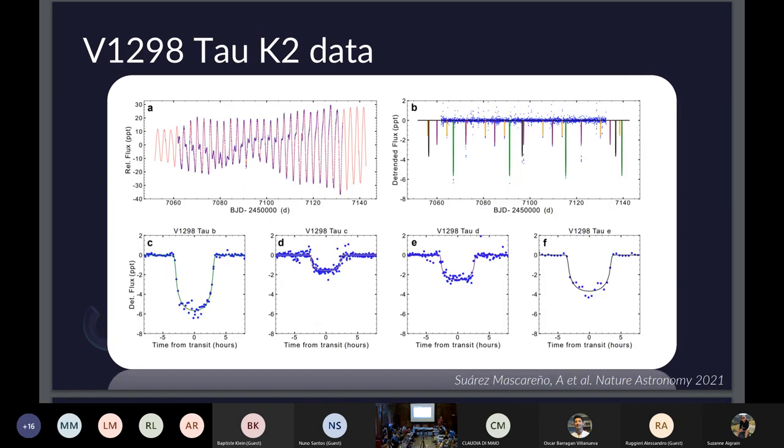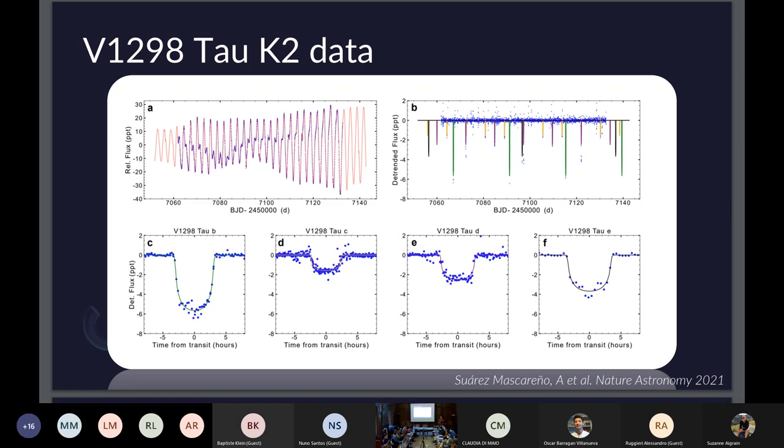But once you do the fit with Gaussian processes and everything, you get something like this, which is much nicer, with the four planets. The letters are not the numbers of the planets. That's from the Nature paper. The first one is V1298 Tau b, which is a Jupiter-sized planet with around a 24 day period. Then c and d, the two Neptunes, and V1298 Tau e, which is another Jupiter-sized planet, which in the K2 data was just a monotransit. Now we have two right now.